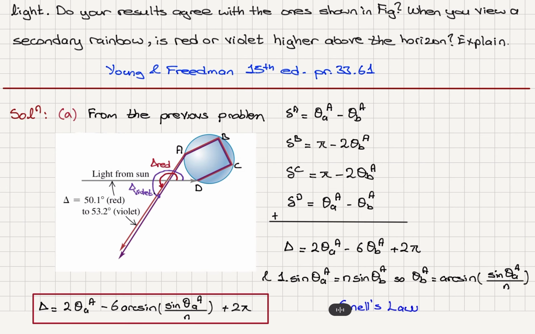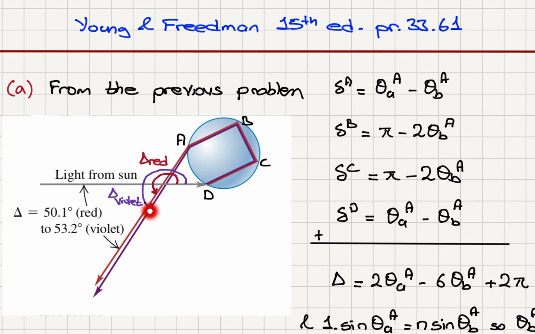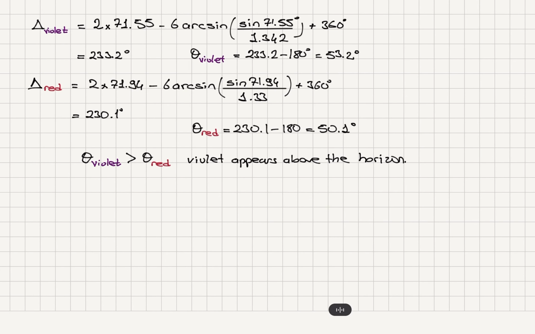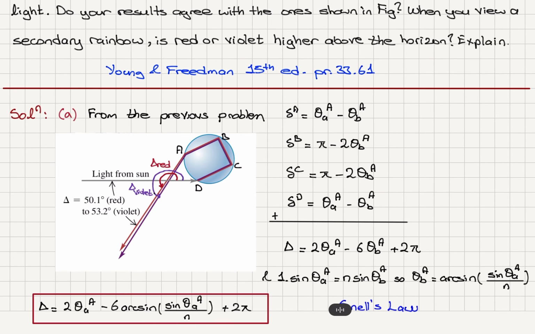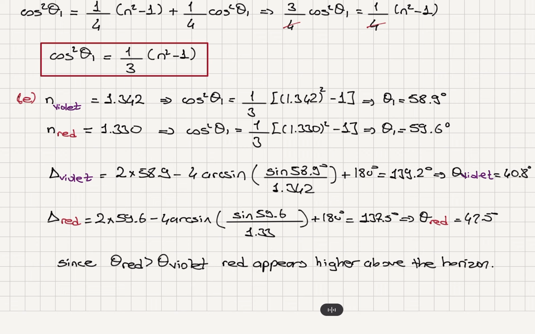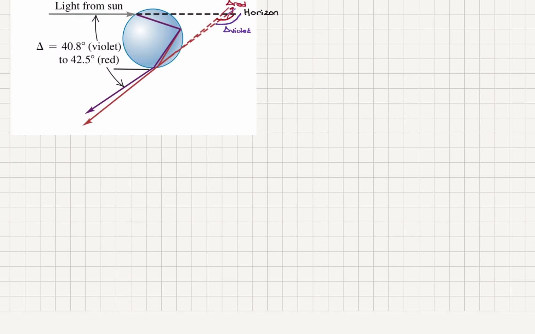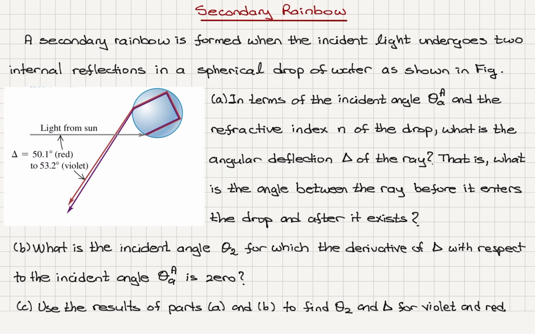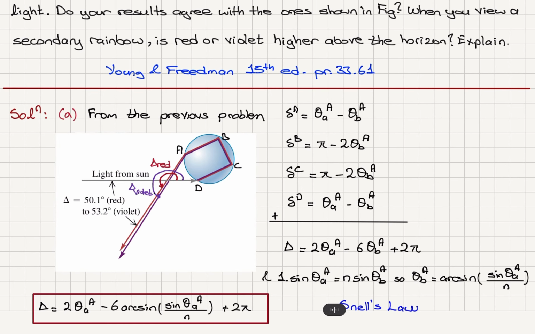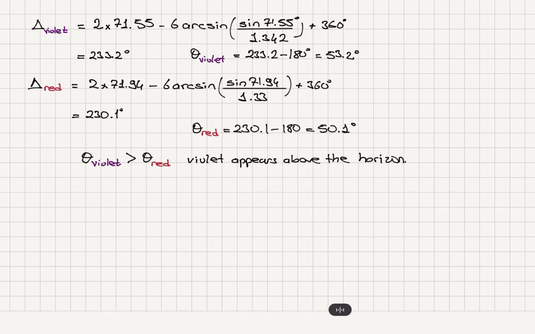So for violet, I obtain a total angular deflection of 233.2. If I subtract 180 from this, I get the angular deflection above the horizon. So that gives me 53.2 for violet, 50.1 for red. So I see that the violet appears above the horizon because the angle for violet is greater. If I compare that to the result of the previous problem, I had red appearing above the violet. So you can see that the order of the colors that we see above the horizon changes depending on whether it's a primary rainbow or a secondary rainbow.